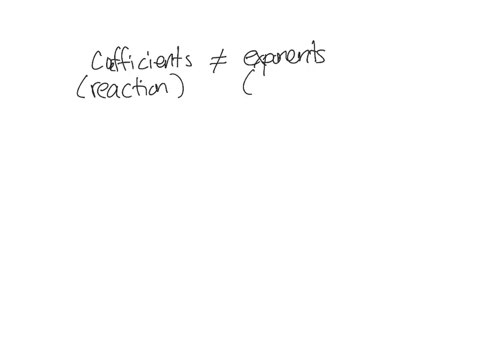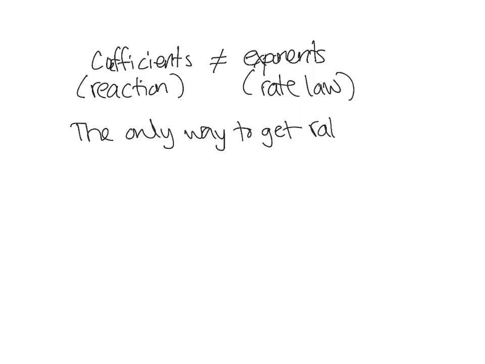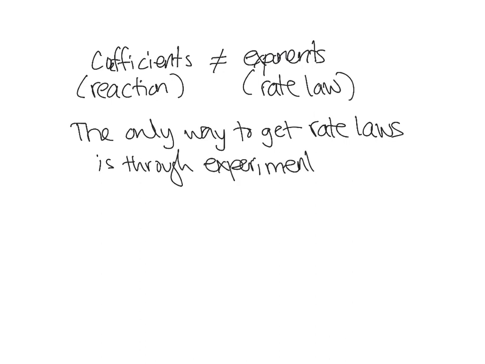I hope in all of the cases, though, you noticed that there's no real relationship between the coefficients and the exponents in a rate law, right? Coefficients are the numbers in the reaction to balance them, and the exponents are the numbers for the exponents in the rate law. They do not have to be the same. Sometimes they are, sometimes they aren't. And in fact, the only way to get rate laws is through experiment. If I don't do experiments, I can't just guess at the rate law.